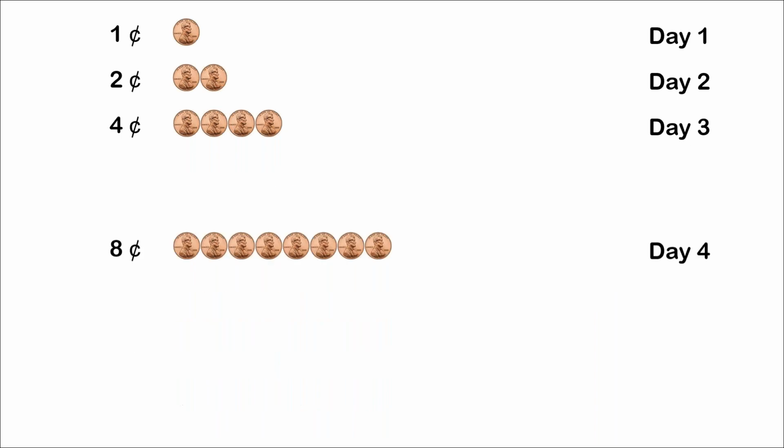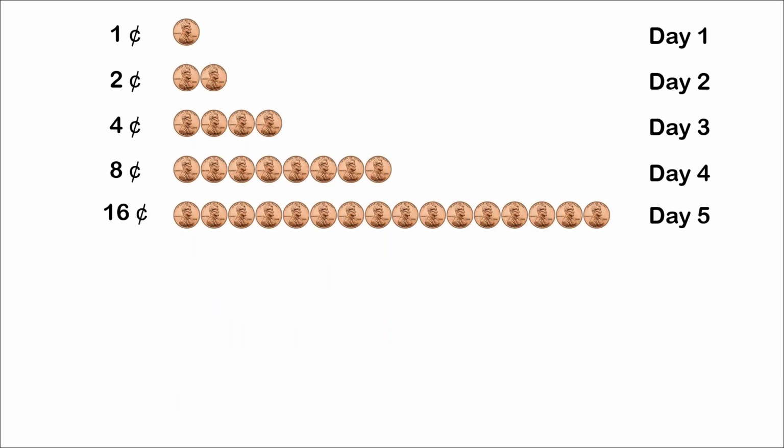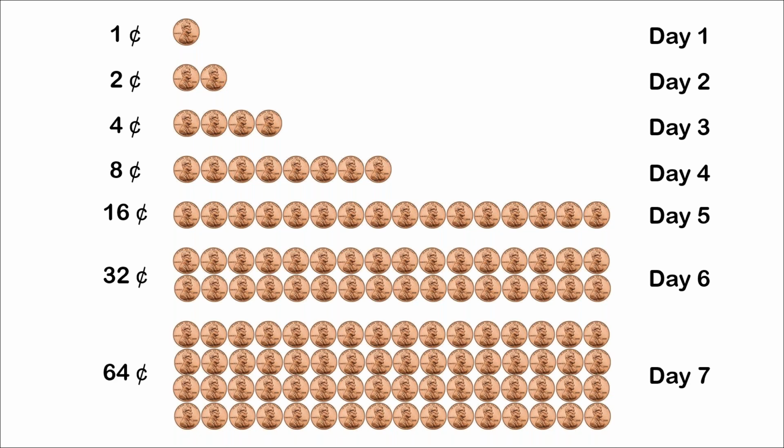So in the first days, we go double, double, double. By day 5, we're at 16 cents. A week in, we're at 64 cents. We're already about a quarter of the way through the month, and we've got 64 cents compared to $50,000. But let's keep going.